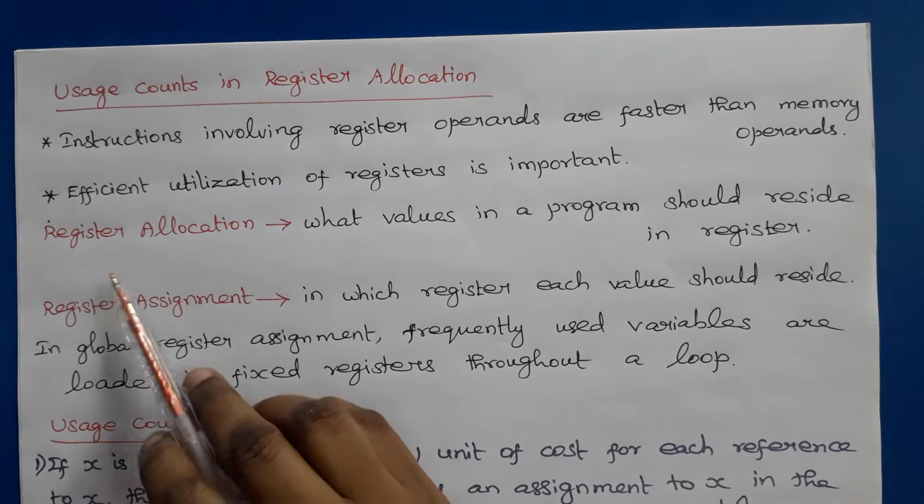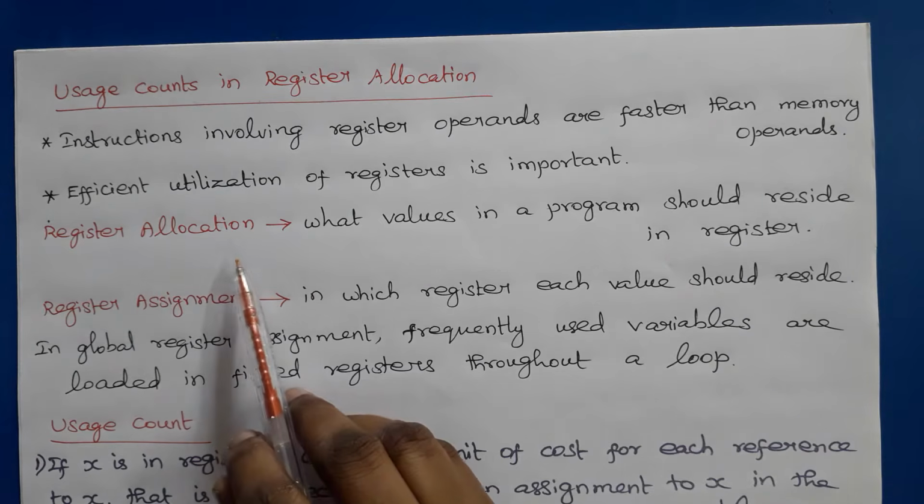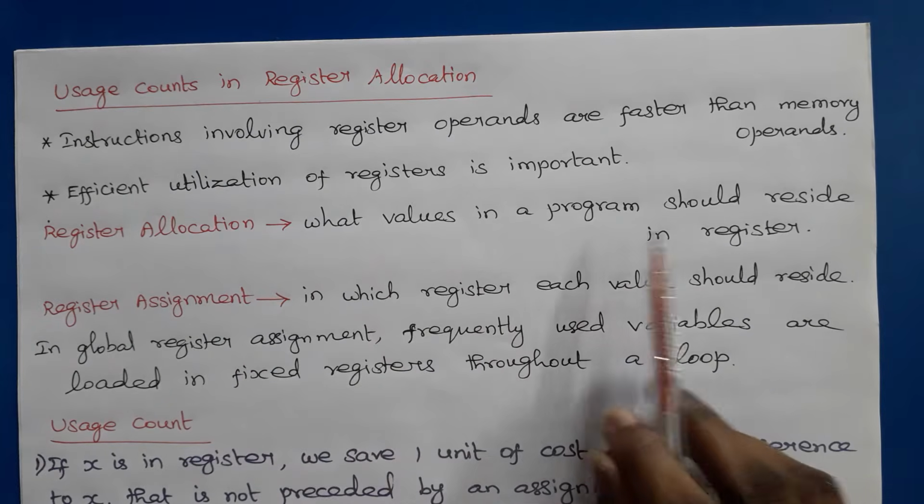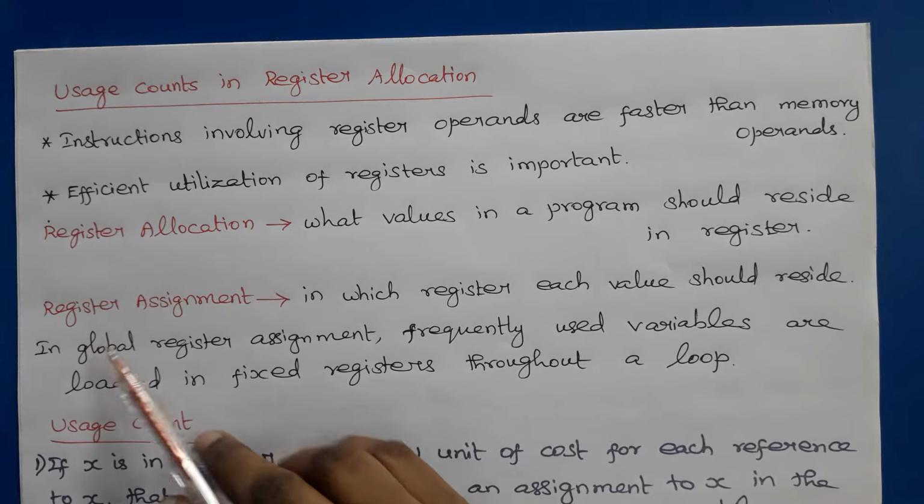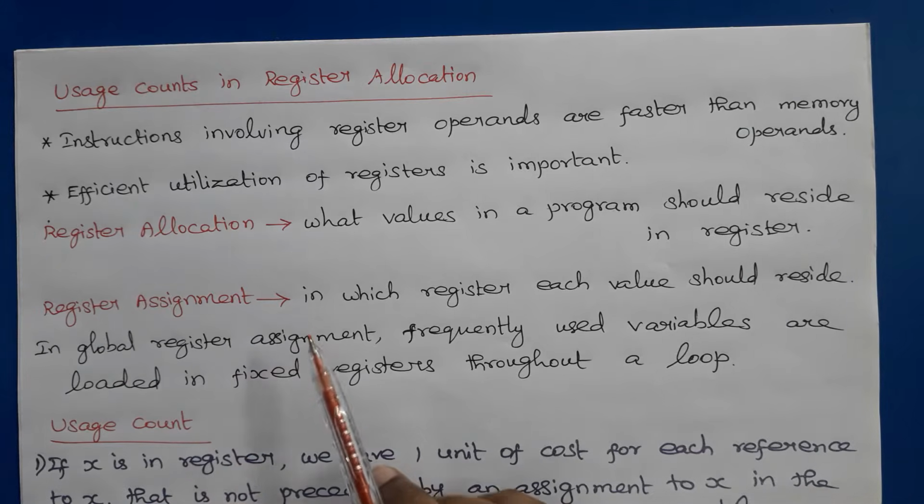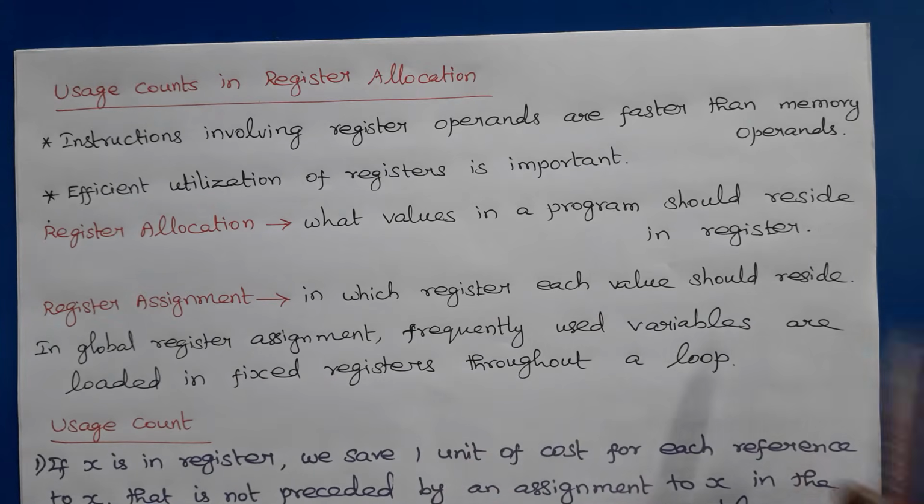Register allocation tells about what values in a program should reside in registers, and register assignment tells in which register each value should reside. Normally in a basic block, some variables will be stored in registers, and when we leave the basic block, that is, at the end of the basic block, all the live variables must be stored in memory.